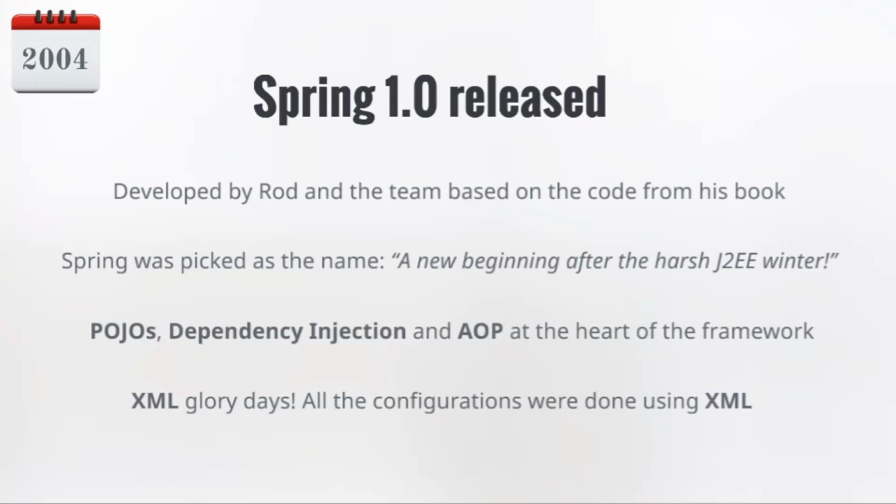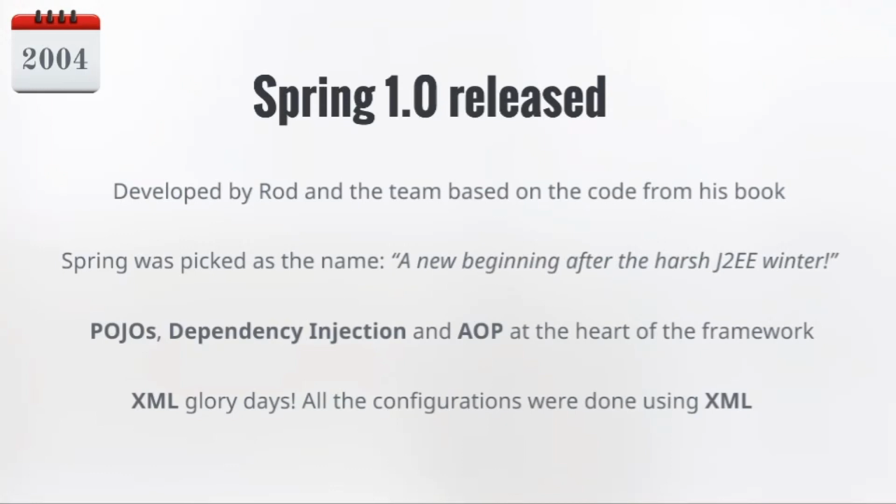2 years later, in 2004, Rod Johnson released the first version of Spring based on the code in his own book. He called his framework Spring because he thought it was a new beginning after the harsh and long J2EE winter. At the heart of the framework were POJOs, or plain old Java objects, dependency injection, and aspect-oriented programming, or AOP. Also, the framework heavily relied on XML files.